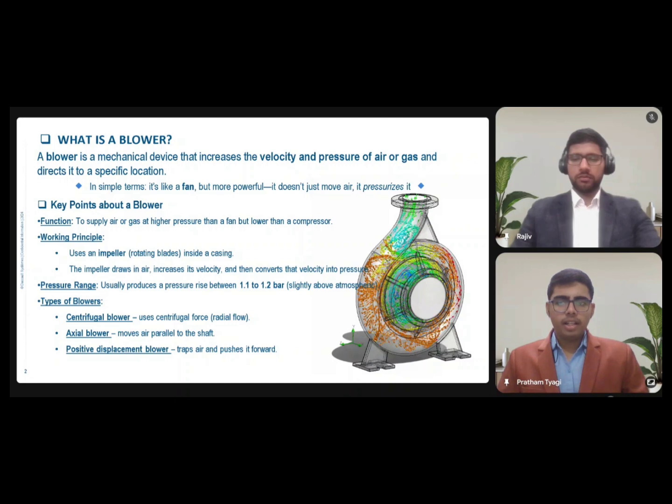It uses an impeller, a rotating set of blades, inside a casing. The impeller draws in air and increases its velocity, then converts that velocity into pressure. For the pressure range question, a blower system usually works between 1.1 to 1.2 bar, slightly above atmospheric pressure. There are different types of blower systems: centrifugal blower, axial blower, and positive displacement blower.